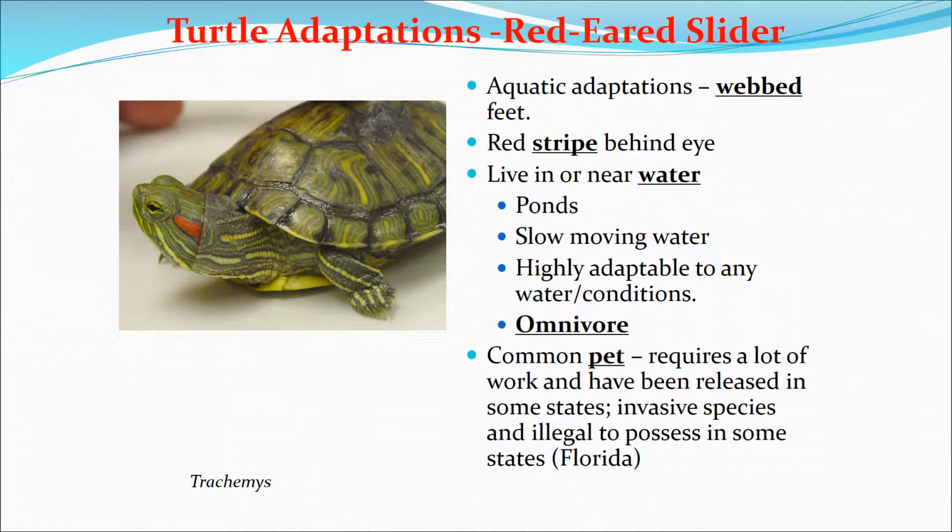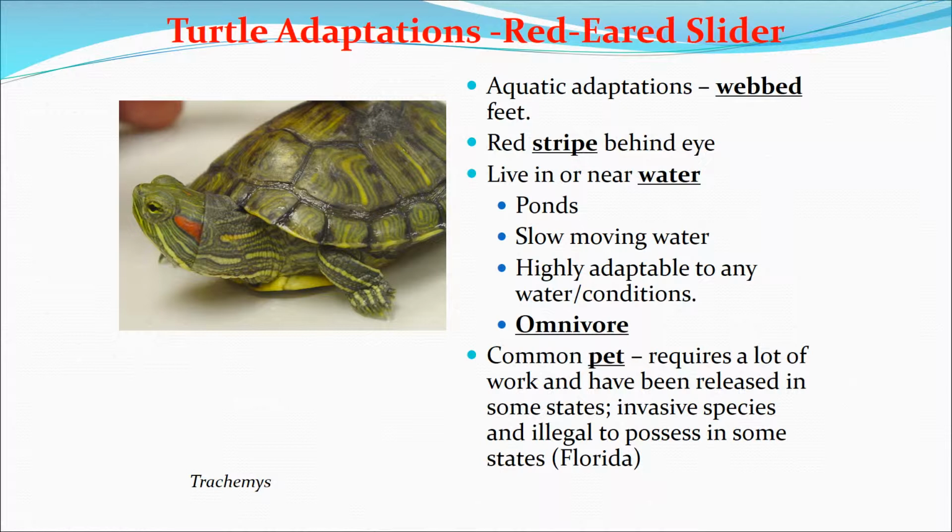But they have aquatic adaptations. They do have webbed feet. They have a red stripe behind their eye, and that's why they're called red-eared sliders. They live in or near water, so they like to hang out in water most of the time. So you'll find them in ponds, slow-moving water. They're highly adaptable to water conditions. They are omnivores, and they're a common pet. They do have a lot of work.